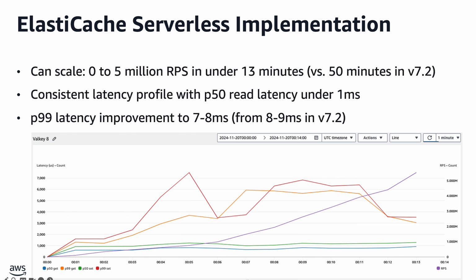These core improvements translate into remarkable real-world benefits in ElastiCache. As can be seen in the graph, ElastiCache Serverless version 8.0 for Valkey scales much faster, taking under 13 minutes to scale from 0 to a peak of 5 million requests per second, effectively doubling supported RPS every 2 minutes. The latency profile remains consistent. P50 read latency remains under 1 millisecond, and P99 latency improves to 7 to 8 milliseconds compared to the earlier version. In comparison, ElastiCache Serverless version 7.2 for Valkey takes approximately 50 minutes to scale to the peak of 5 million requests per second.